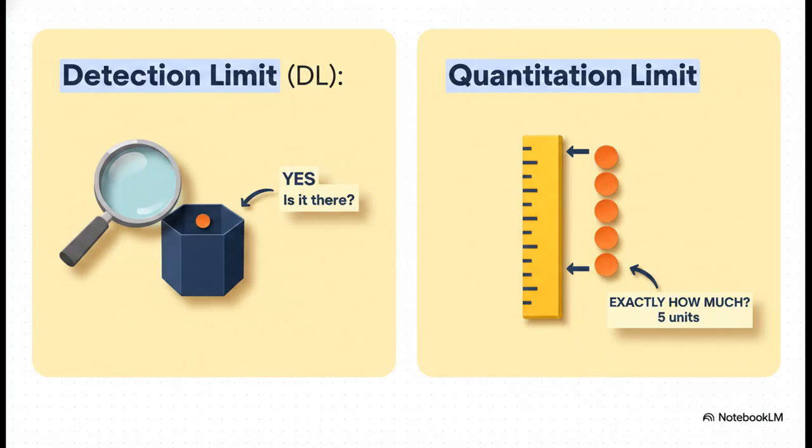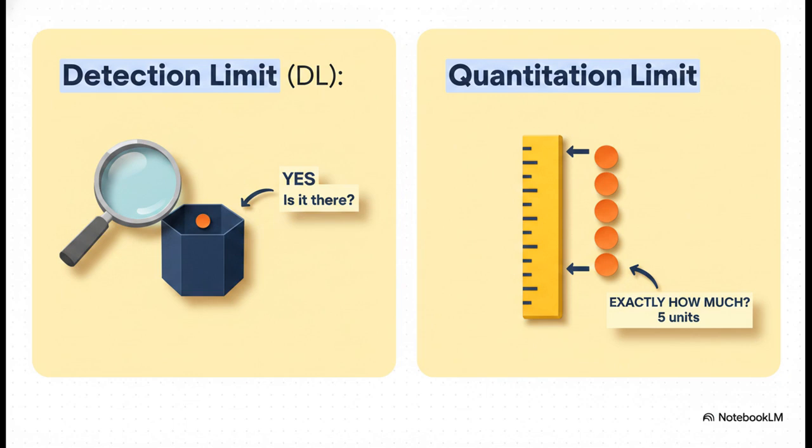But what happens when we're dealing with trace amounts, like, say, a highly toxic impurity? Here we hit a truly critical distinction in analytical science. On the left, we have the detection limit, or DL, and on the right, the quantitation limit, or QL.